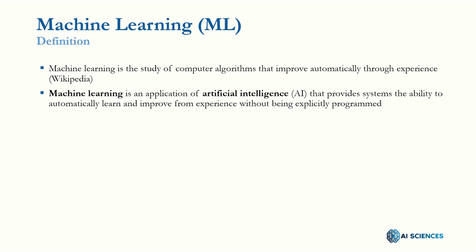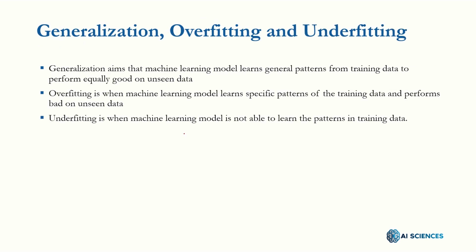Before that, let's look at the basic definition of machine learning. Machine learning is a study of computer algorithms that improve automatically through experience. Another definition says machine learning is an application of artificial intelligence that provides systems the ability to automatically learn and improve from experience without being explicitly programmed. It means machine learning is a computer science technique in which we build algorithms which will take the data day by day, time by time, and improve their learning on the basis of that data. But in this learning process, an effect happens which is called overfitting.